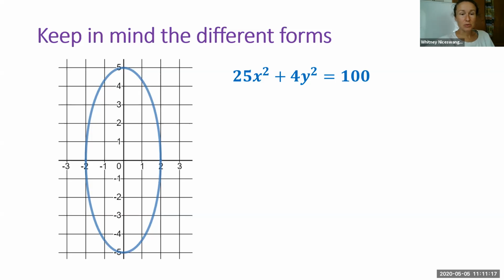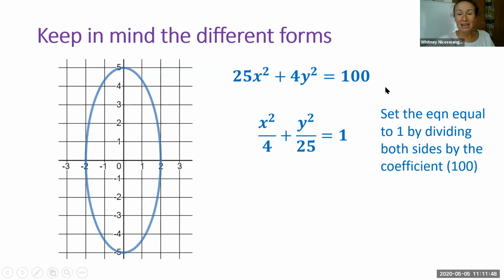So in this case, we've got 25x squared plus 4y squared equals 100. When we look at this, we're going to say, I know this is not a parabola because the x and y are squared. It could be a circle or it could be an ellipse. So the best way to see is to set it equal to 1 by dividing by that constant term. So we're going to divide both sides by 100, and that will set it equal to 1.